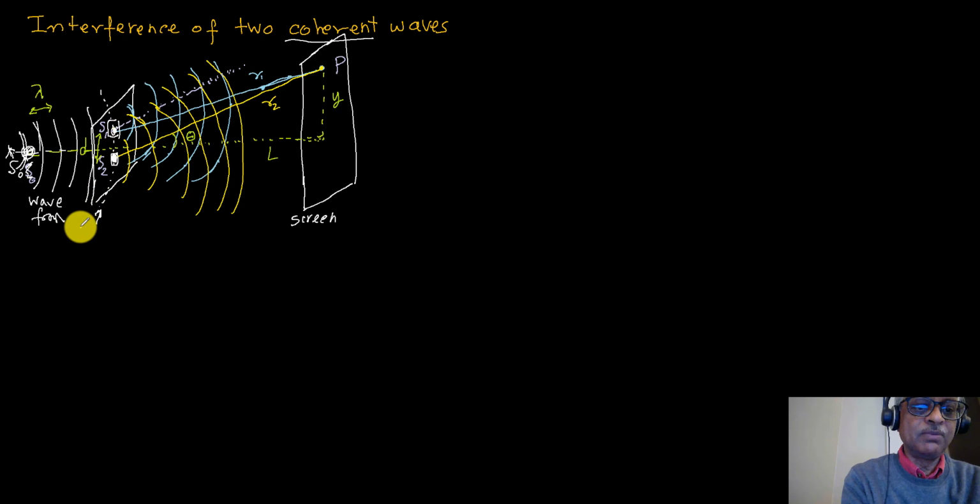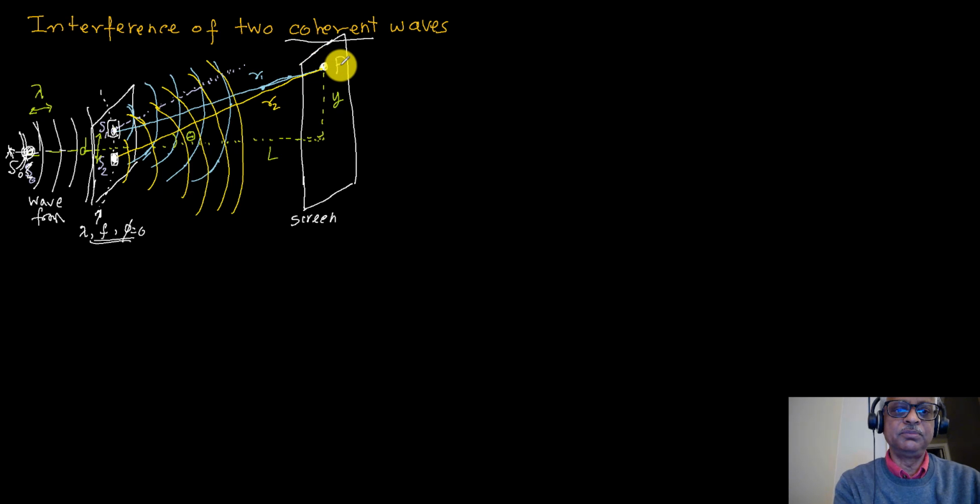If you look at this wave, it has a wavelength lambda and a frequency f, and maybe a phase phi, which we can just set to 0 at this point. So this wave and this wave are in phase, and when they arrive over here, their relationship between the two will be independent of time.